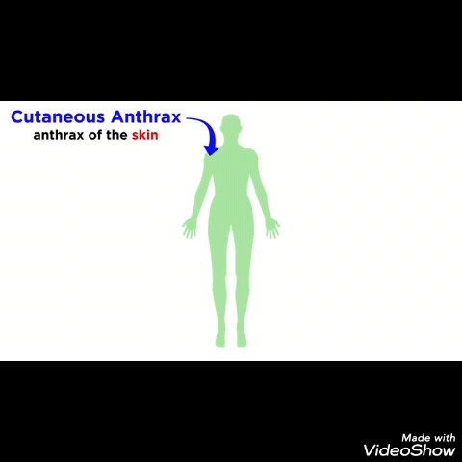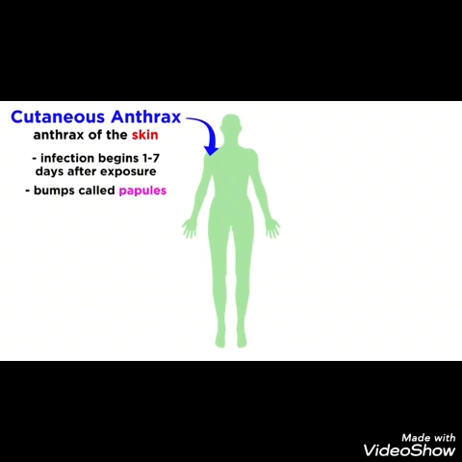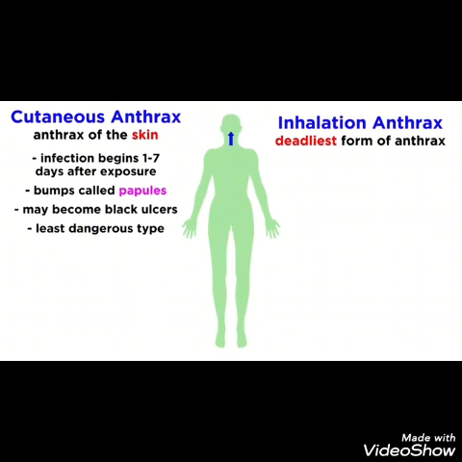Now we will discuss the clinical features according to the system involved. When skin is involved, it is called cutaneous anthrax. The incubation period is 1 to 7 days after the exposure, and bumps called papules appear on the skin. Then they transform into a black necrotic lesion, also called anthrax coal. They are named so because they look coal black. They may become black ulcers. This is the least dangerous type.